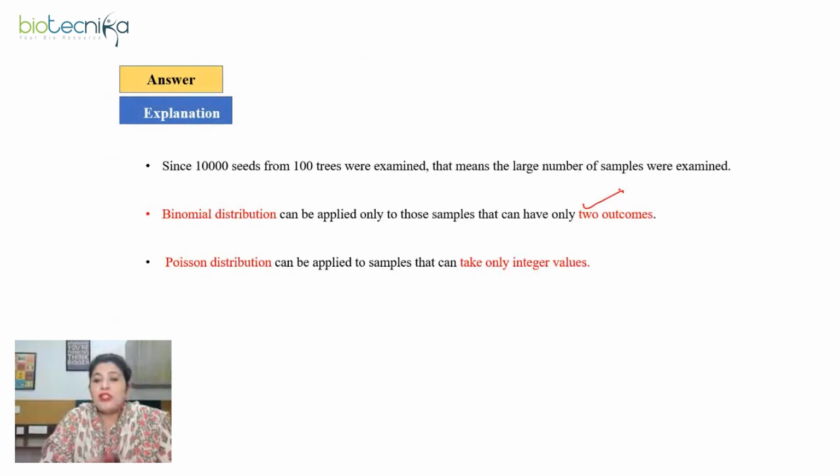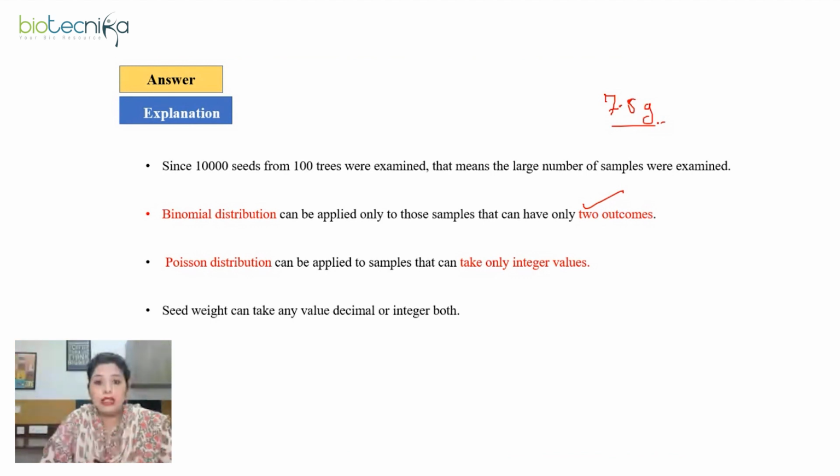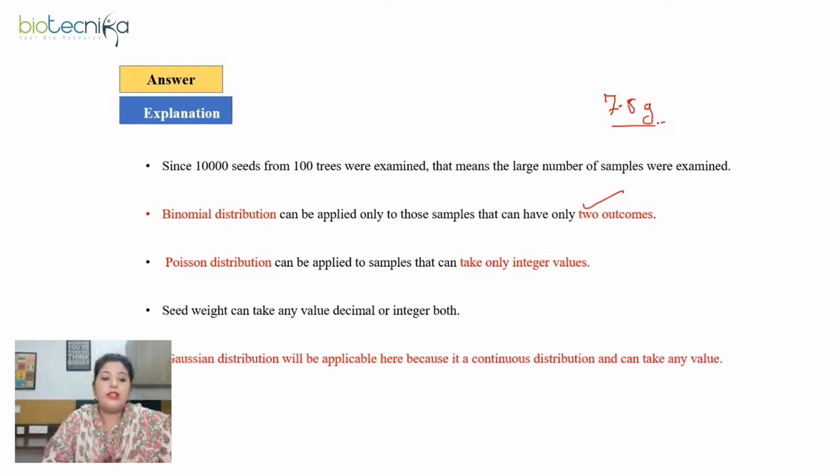When we talk about seed weight here, seed weight can be in decimal, like 7.5 gram. So Poisson distribution will not be the answer. When we talk about Gaussian distribution, yes, it is applicable here because it is a continuous distribution and it can take any value. So to answer this question, you should know what binomial, Poisson, and Gaussian distributions are. Therefore, the answer here is option 3.